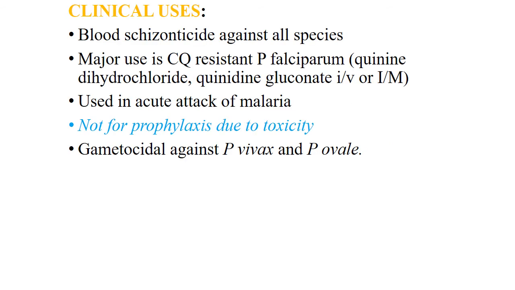Clinical uses of quinine or quinidine: it is used as a blood schizonticide against all 4 species of malaria. The major use is chloroquine-resistant Plasmodium falciparum malaria. In this case, it is given in the form of quinine dihydrochloride or quinidine gluconate, either intravenous or intramuscular. It is also used in acute attack of malaria. It is not used for prophylaxis due to its toxicity. It acts as gametocidal against Plasmodium vivax and Plasmodium ovale.